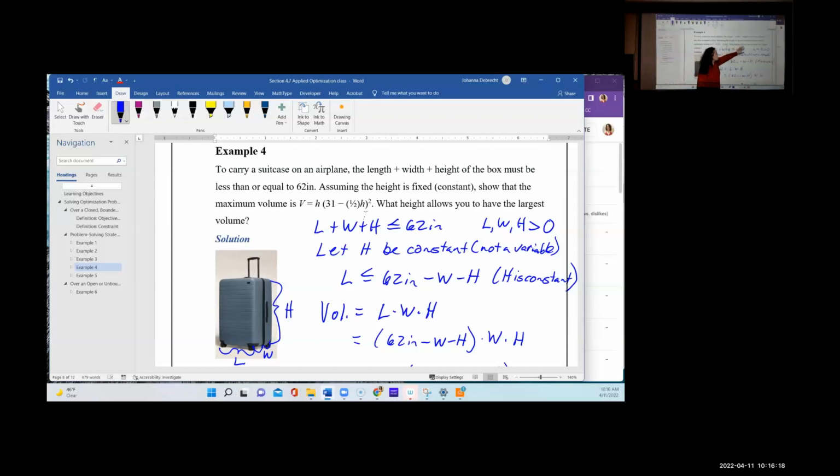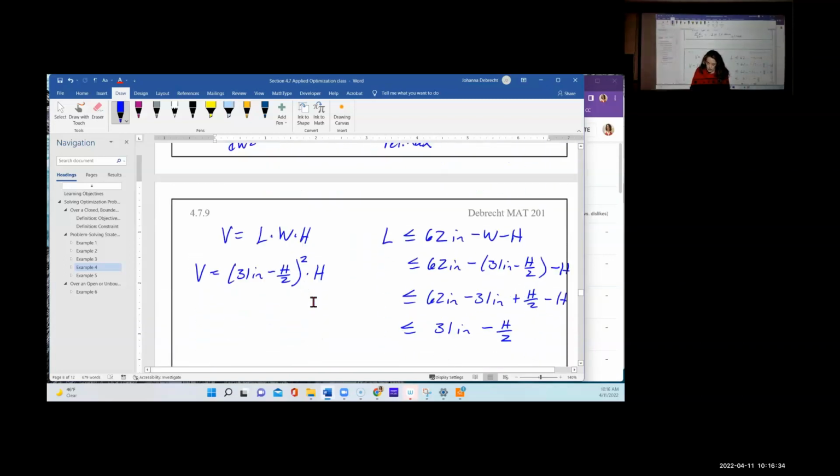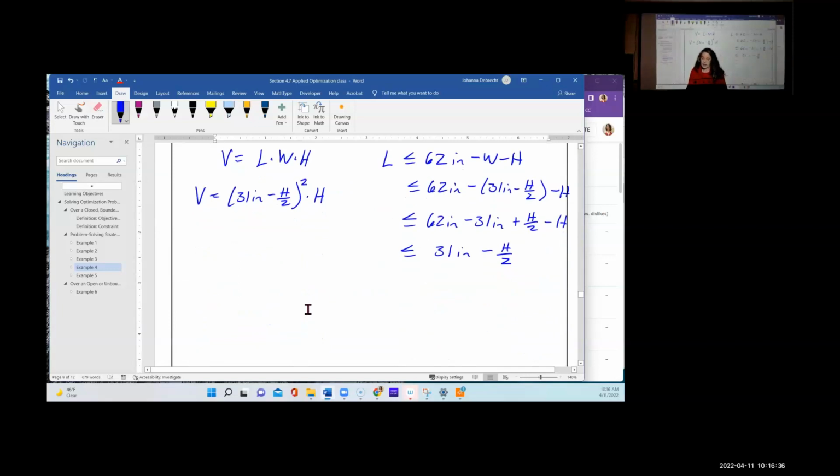Last question, what height allows you to have that largest volume? Now we're to take that equation and we're to find what that height is. So in order to find what that height is, we're now going to have to assume that that height is in fact a variable on the last part, and we're going to have to take the derivative and find the critical points. So we're going to come back here down to the bottom.